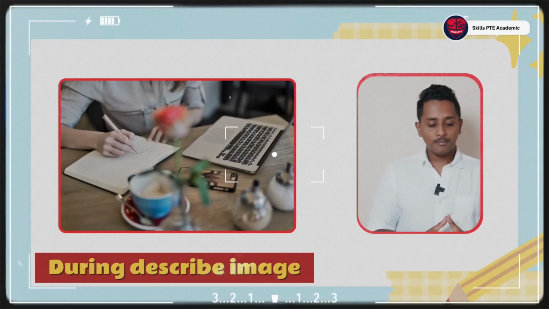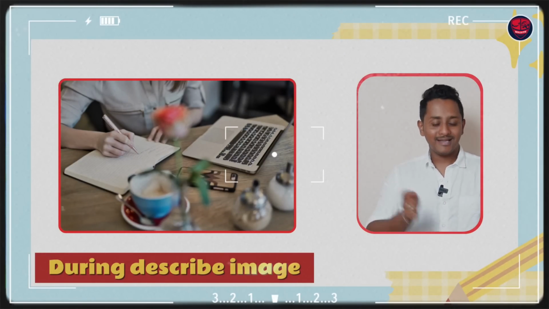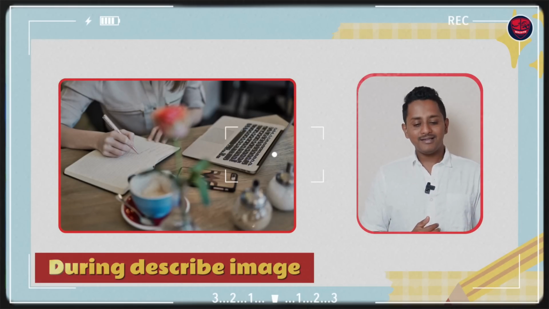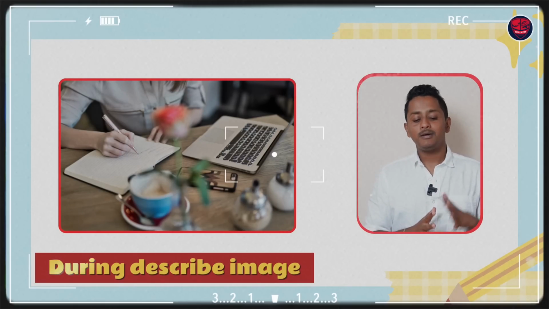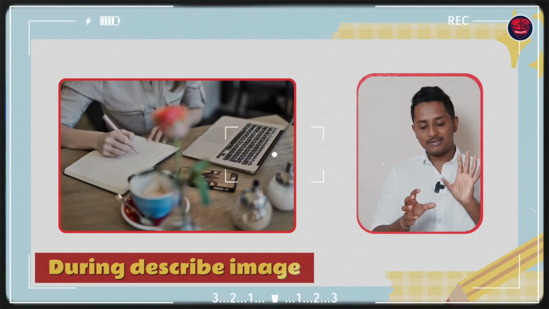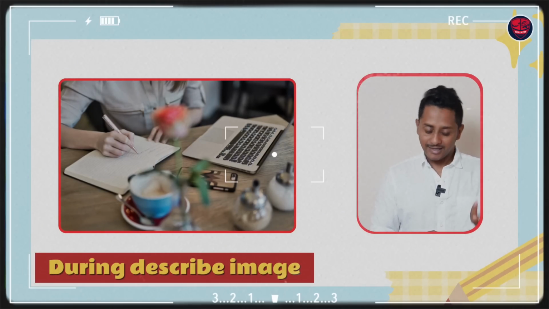The image describes a picture which gives information about a lady writing a diary. First, it is evident that she is watching a laptop, and there is this coffee cup. We don't know what she is writing in the diary.